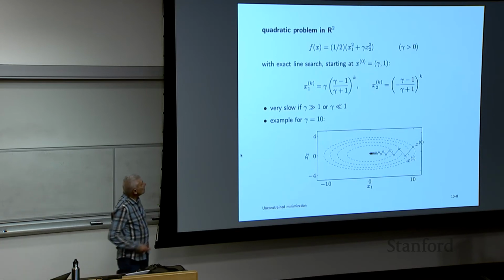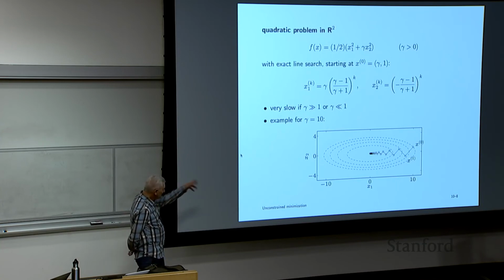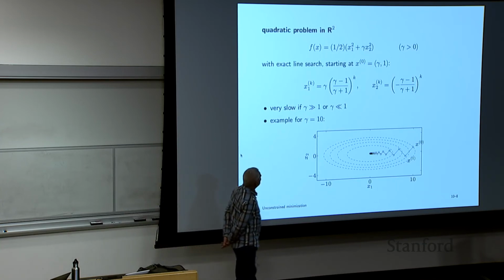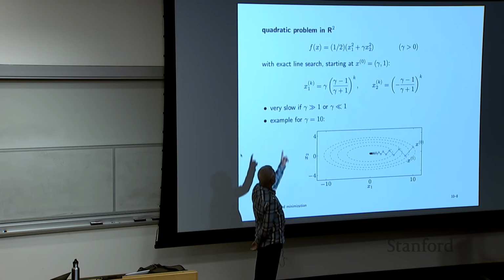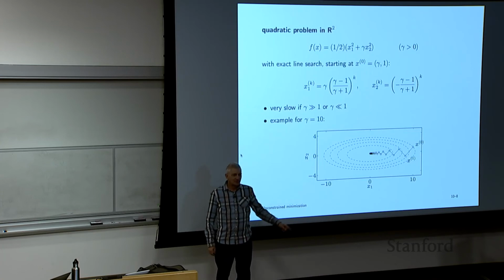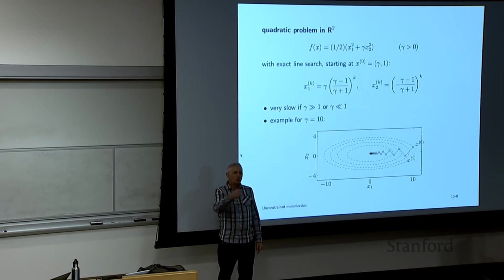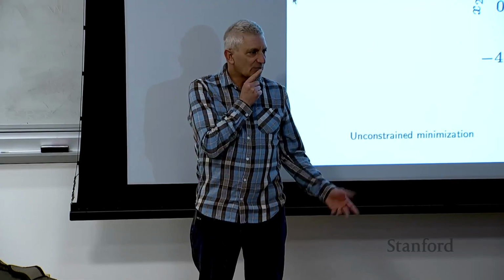So I just take a quadratic, it looks like this, and here are some level curves of the quadratic down here. And gamma is a number that allows me to change the eccentricity of the level sets. So if gamma equals 1, this is 1/2 (x1 squared plus x2 squared). By the way, what's the gradient in that case? The level sets are just circles. You're here. What does the gradient look like? What is the gradient?